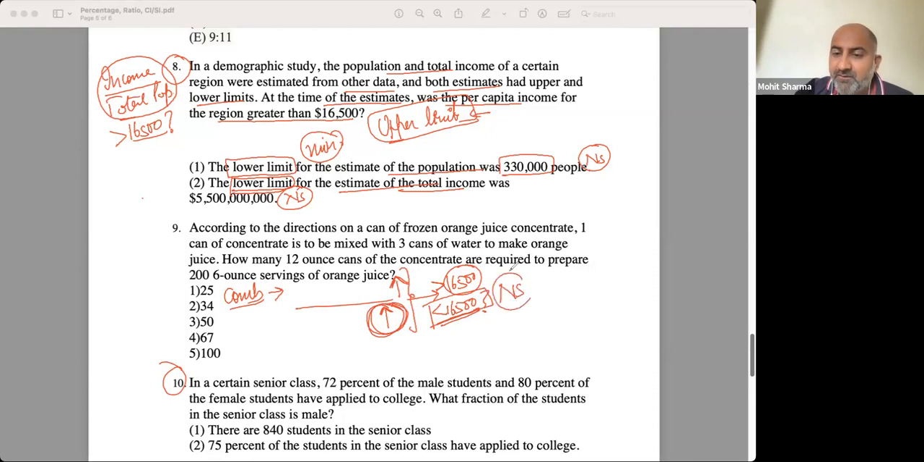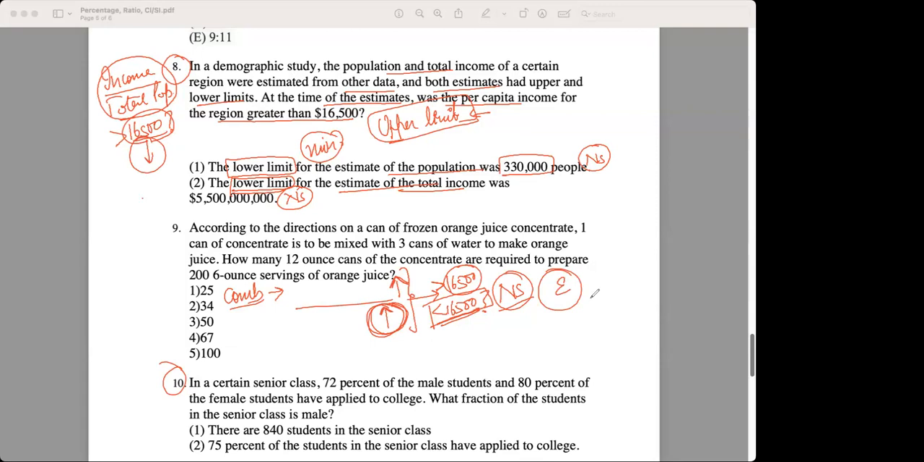Even the combination is not sufficient. I can take values which will make it more than this. I can take values which will make it less than this. I don't know, E would be the answer. Isn't it? Yes, sir. So E is the answer.